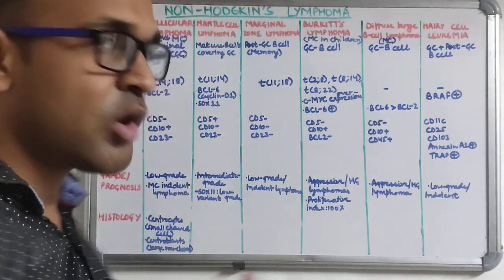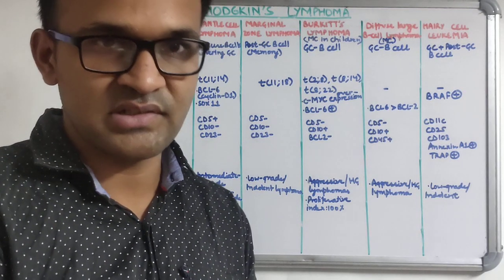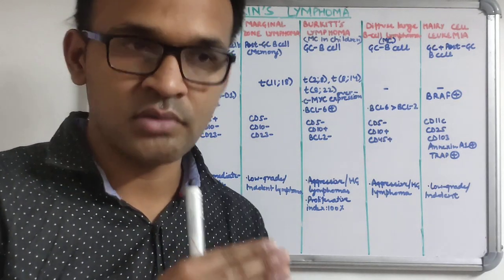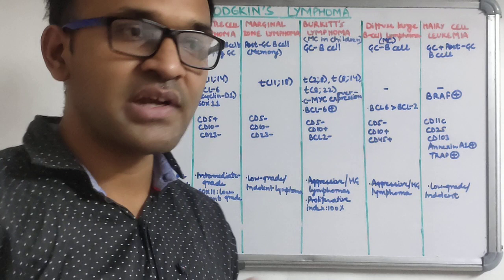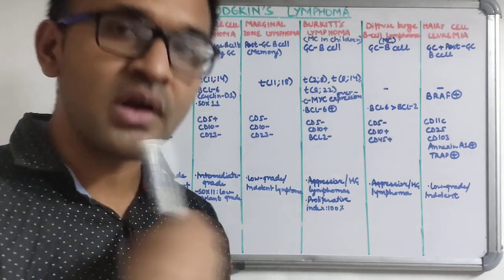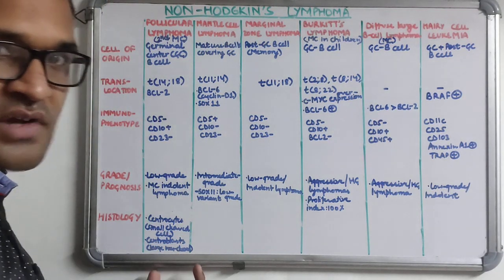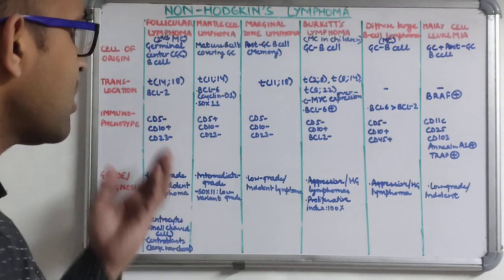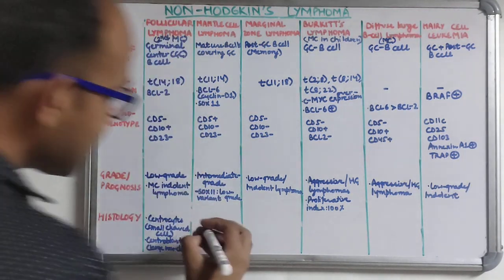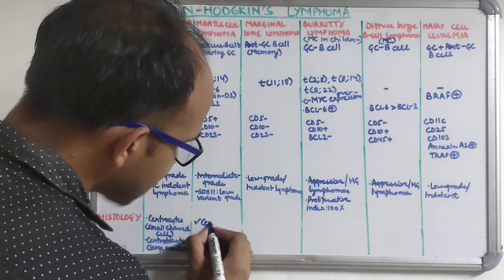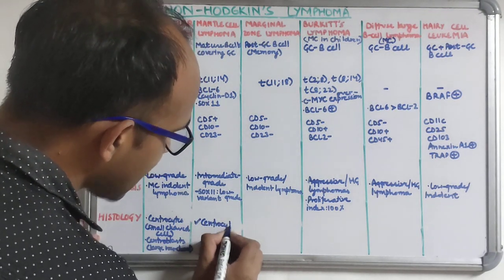Why are the centroblasts important? Because they portend a poor prognosis. If centroblasts are in large numbers, there is increased proliferative index, poorer prognosis, and decreased overall survival. So depending upon the number of centroblasts, there is a WHO grading of follicular lymphoma. In mantle cell lymphoma, only centrocytes are seen, centroblasts are absent.